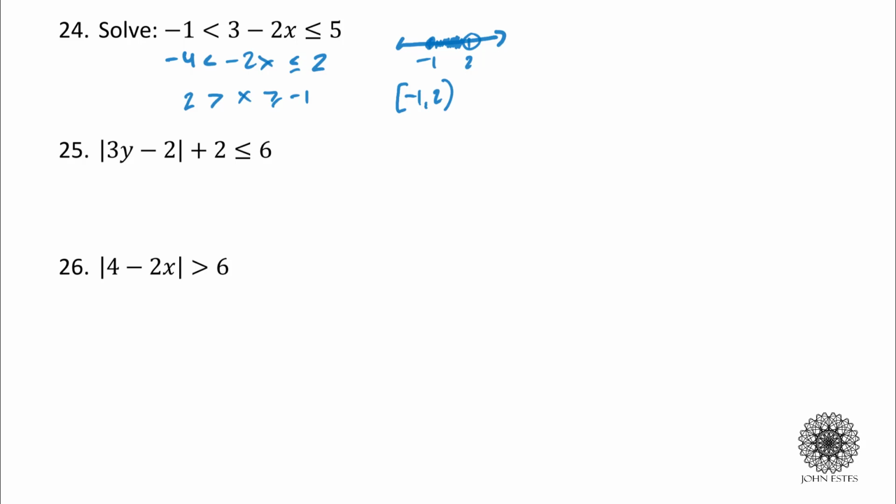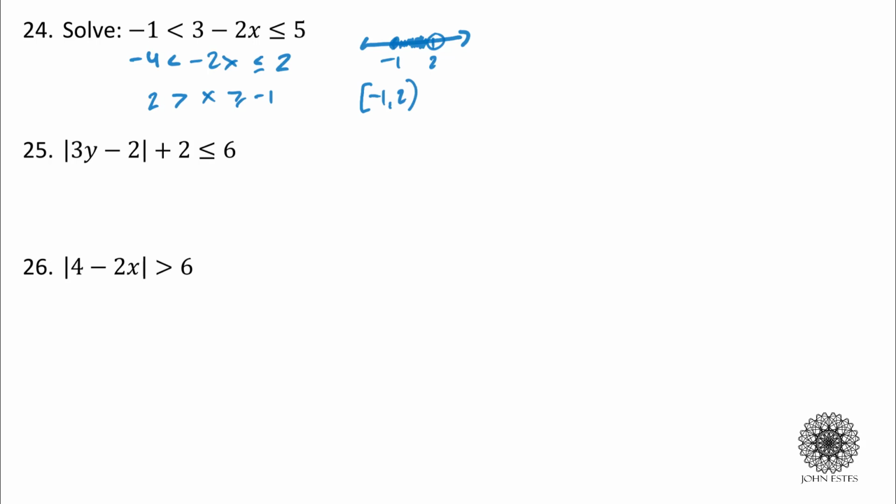Now on a number line, that means I have negative 1 and 2. The negative 1 is included, 2 is not. And notice x is greater than negative 1, but simultaneously less than 2. So you end up with this portion of the number line. Which then would be negative 1 to 2, with a parenthesis on the 2 because it's not included.